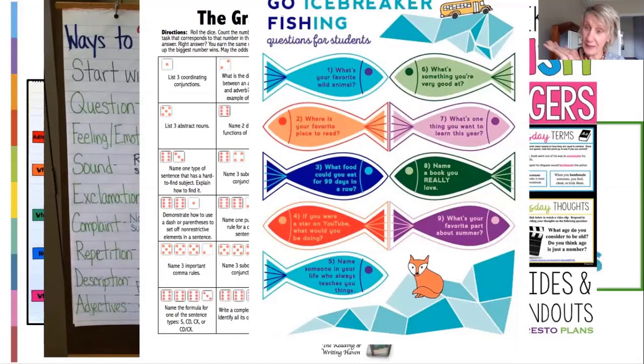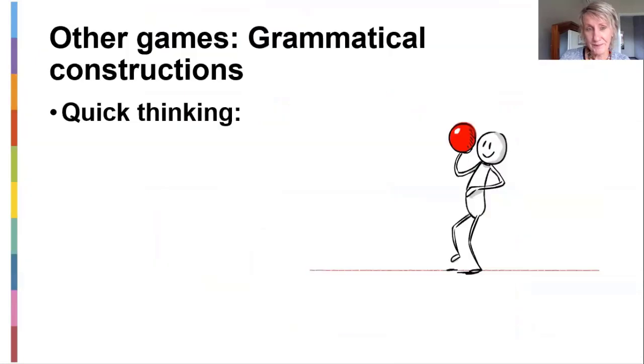This is an interesting thing for little icebreakers, questions for students. It's called fishing. You put all these little topics in a bowl and they pull it out. Number 1 says, what's your favorite wild animal? Number 9 says, what's your favorite part about summer? Number 5, name someone in your life who always teaches you things. So these little icebreakers, and they could just introduce themselves like that. A nice fun way to start a lesson.